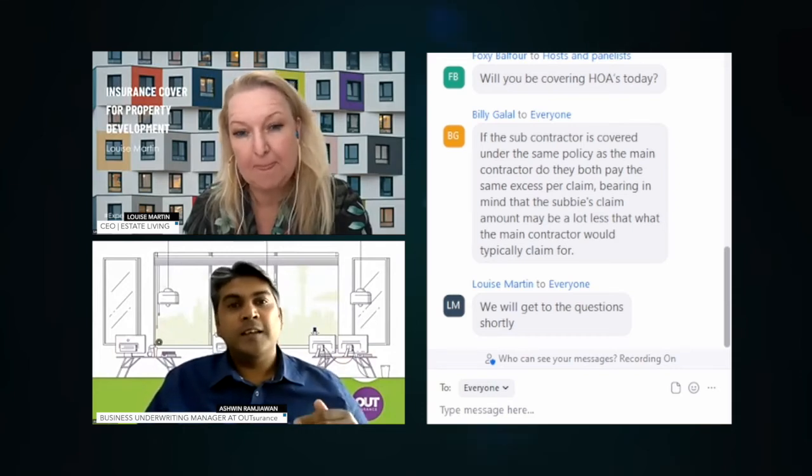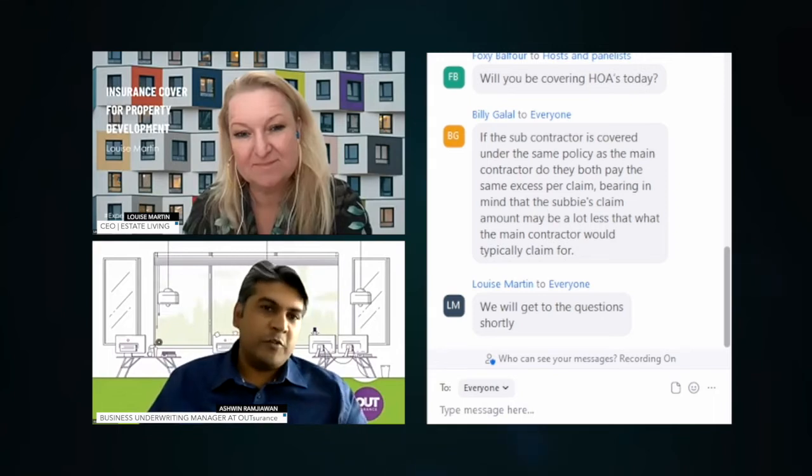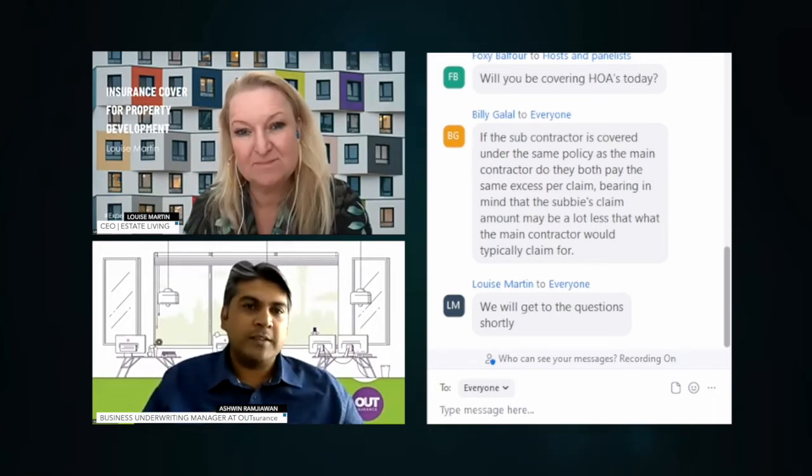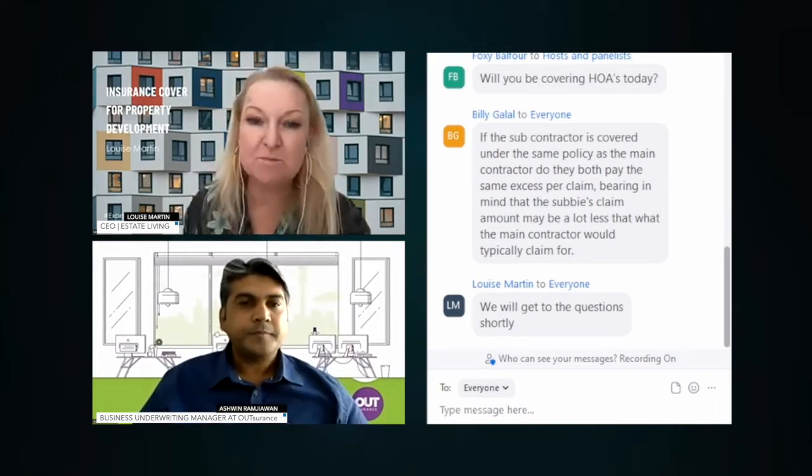But the artisan's tools, your drills and your bricklaying equipment and all of that, you would need all risk type of cover to cater for that. That is not covered under the contractor's all risk policy. So previously you mentioned transport.